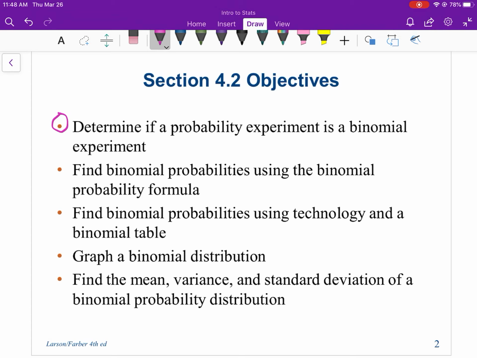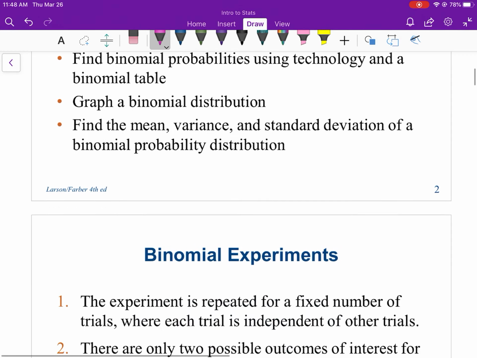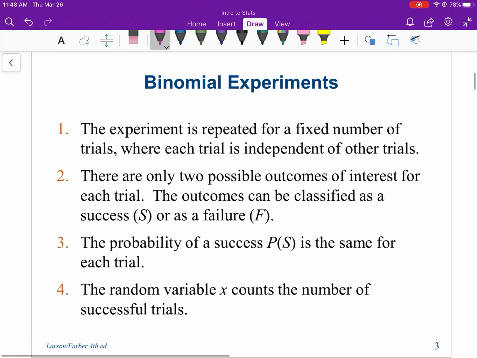Okay, so let's go ahead and learn about probability experiments, whether or not they're binomial experiments or not. To be a binomial experiment, your experiment has to be repeated for a fixed number of trials. Each trial is independent of other trials.